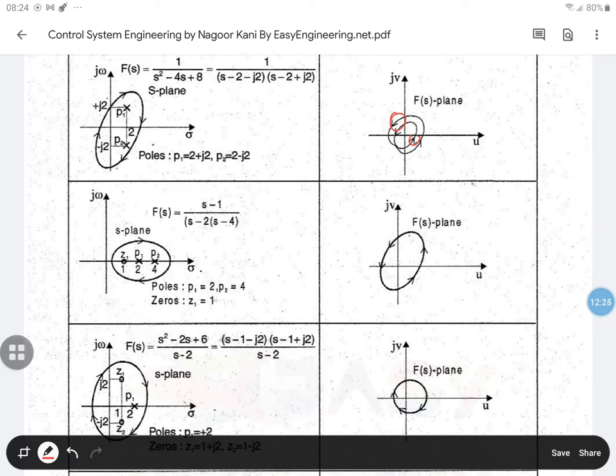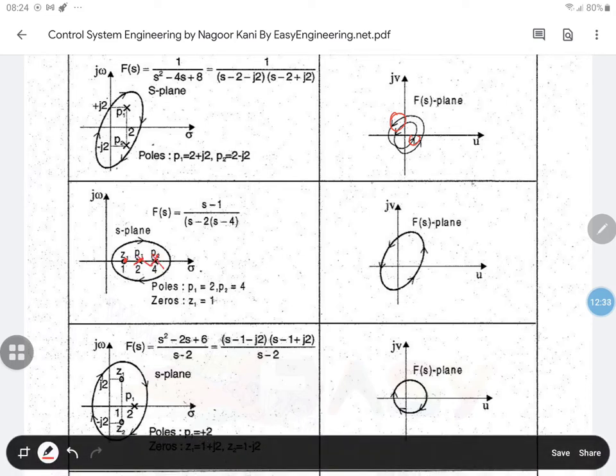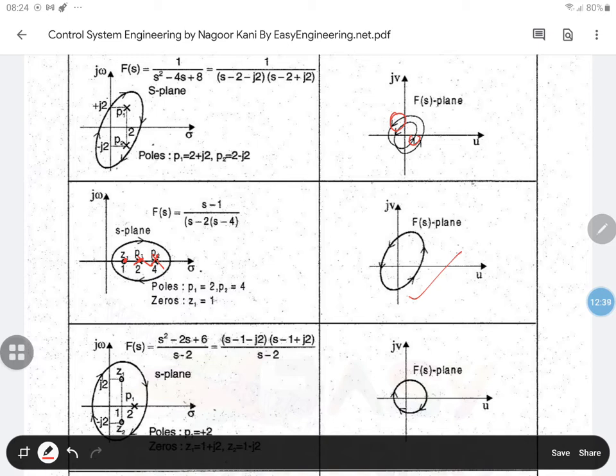So if you have a zero and two poles, poles are marked by x and zeros are marked by a dot. So this is the case. You have a contour which is in anti-clockwise direction. There is only one encirclement of the origin. So this is a case.